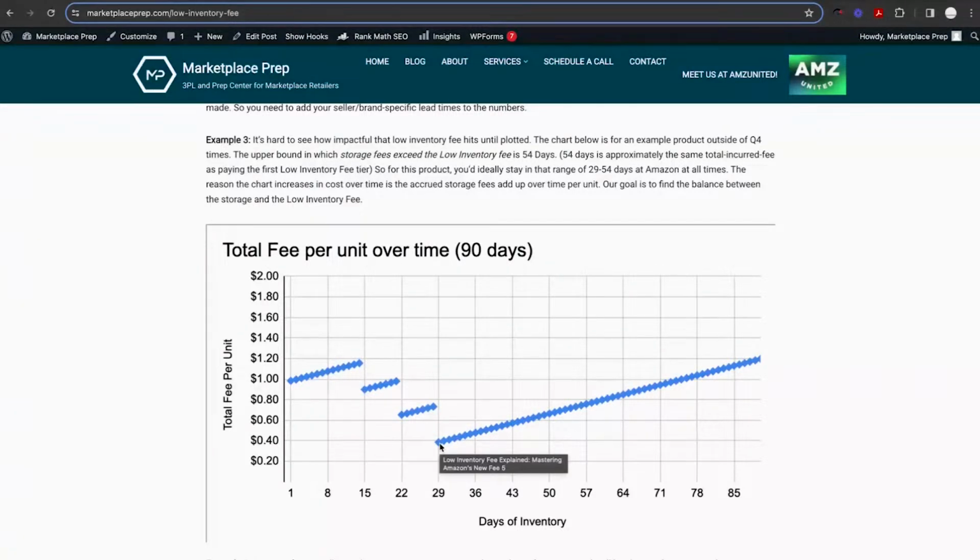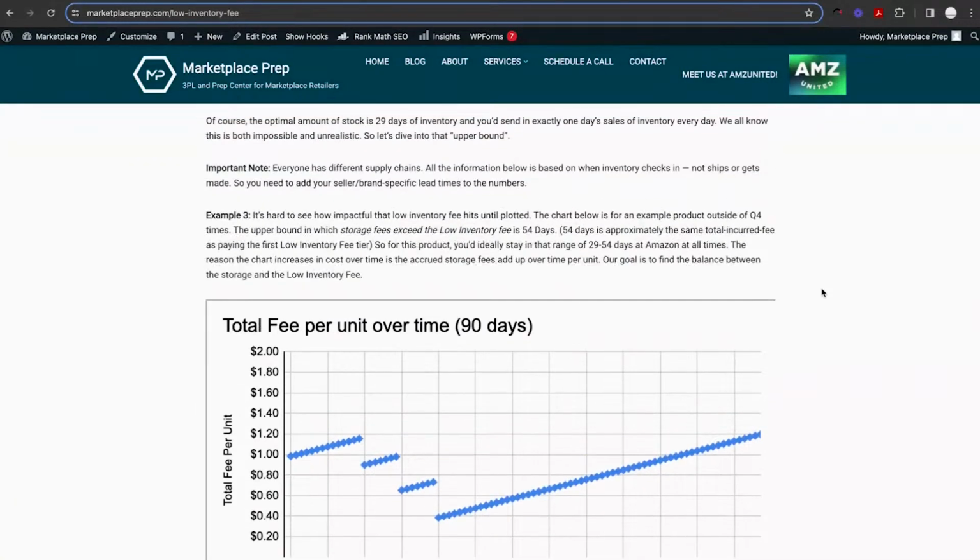39-40 cents a unit. If you stock less, you're going to be getting hit with massive low inventory fees. If you stock too much, you're going to be getting hit with too much in storage fees. So you need to find the way to optimize to this point. Now, in a perfect world, we would send in 1 day of inventory every day to maintain 29 days. But that is impossible, unrealistic, and just not practical.